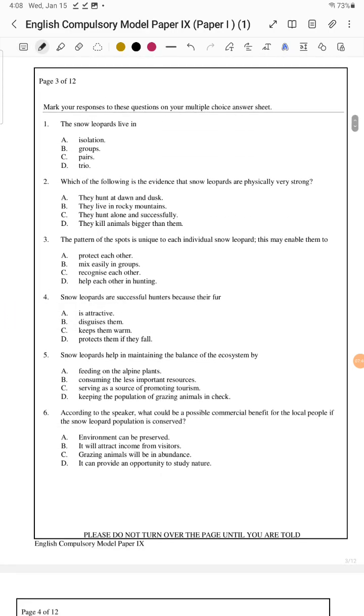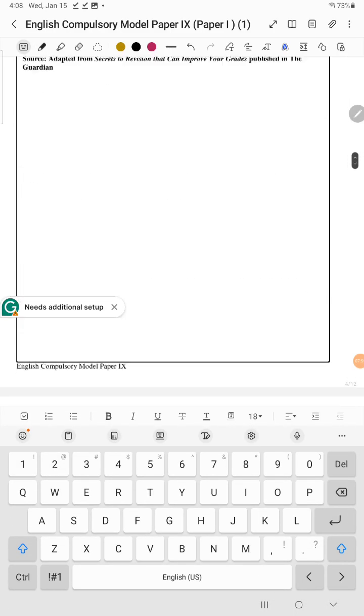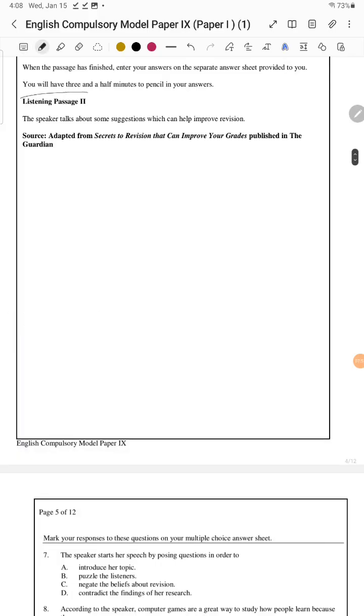Listening passage number 1, LP number 1. You have to do it on your own. And then again, listening passage number 2, as per the criteria we discussed in listening passage number 1, by reading the source adapted from Secrets to Revision That Can Improve Your Grades, published in The Guardian.